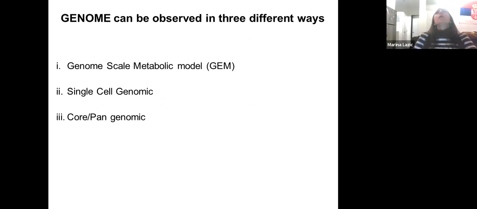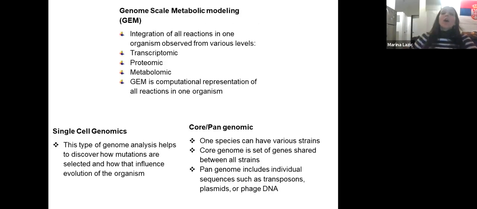So when we talk about the genome, we can study and observe it in three ways, as was suggested. Genome-scale metabolic modeling, or GEM, which is my personal area of interest. We can do single-cell genomics, which I have never done, but I find it very useful, or core-pan genomics. We'll go through each of them. So GEM is a relatively new type of study. It is basically the creation of a metabolic map of an organism, and I love doing that because it gives you answers to so many questions.